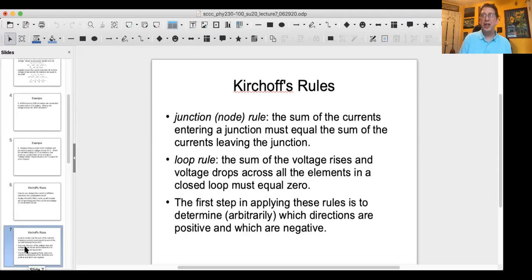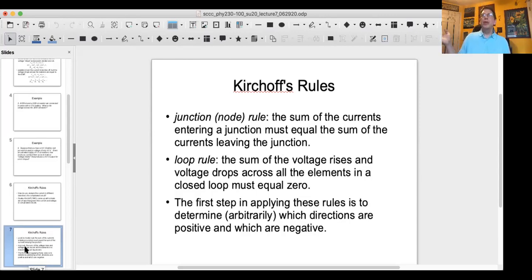So you have the junction rule. The sum of the currents entering a junction must equal the sum of the currents leaving a junction. So that's fairly straightforward. The current going into a junction equals the current going out. The loop rule is quite a bit more complicated and a bit less intuitive, certainly at the introductory level. For the loop rule, the sum of the voltage rises and voltage drops across all the elements in a closed loop must equal 0.